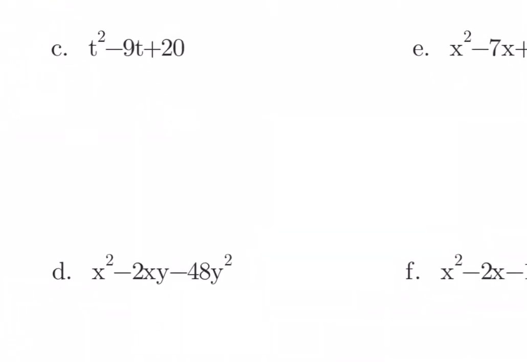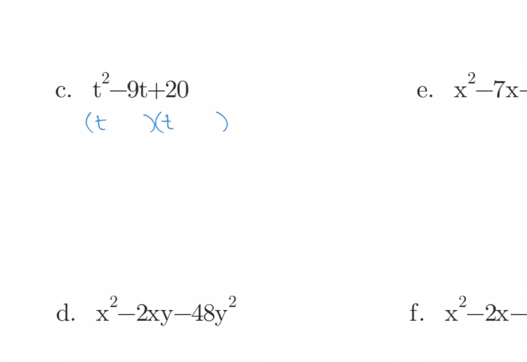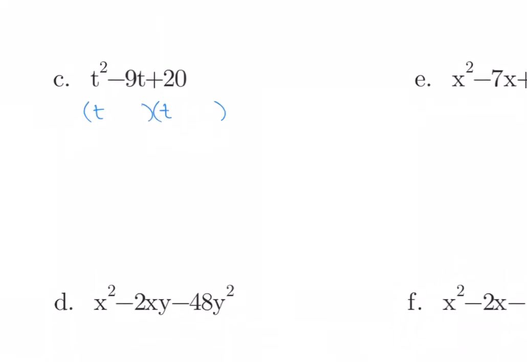All right, let's come over to C. We're going to start by setting up our parentheses. My firsts are both going to be t's. Let's look at our signs now. To multiply to positive 20, we have same signs. And in order for same signs to combine to a negative number, they both need to be negative.